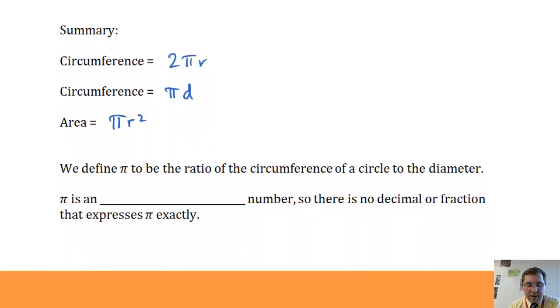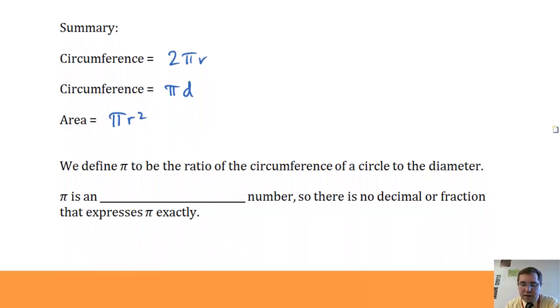We define pi to be the ratio of the circumference of a circle to the diameter, which would make sense if the circumference is pi times the diameter. We take the ratio of that to the diameter, and we're dividing by the diameter on both sides, and that just gives us pi. So we define pi to be that ratio. The relationship, in a way, between the diameter of a circle and the distance all the way around the circle.